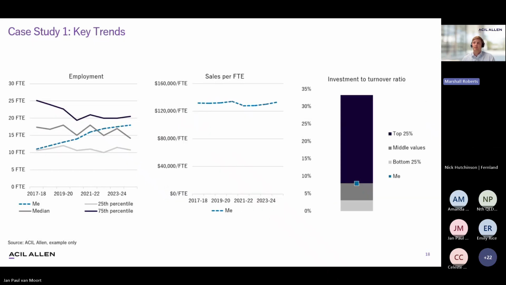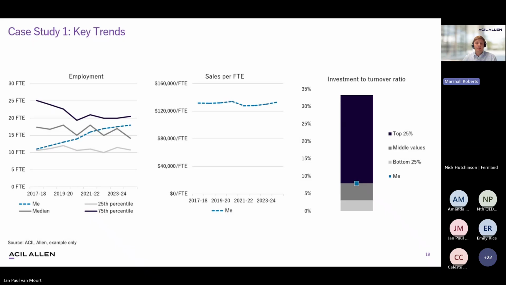If we move forward to the next section, we'll have a look at employment. We can see that this business has hired more staff over time, reaching around 18 full-time employees in the latest year. So we're now positioned above the median. However, we're still below that 75th percentile or higher value, which is around 20 to 21.